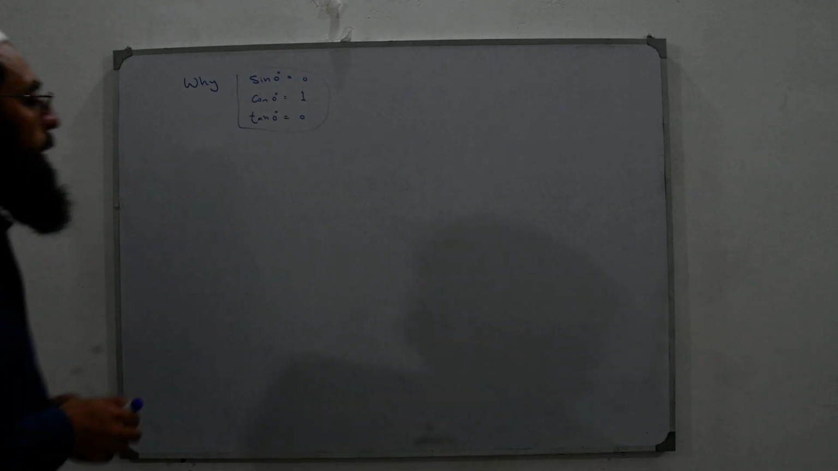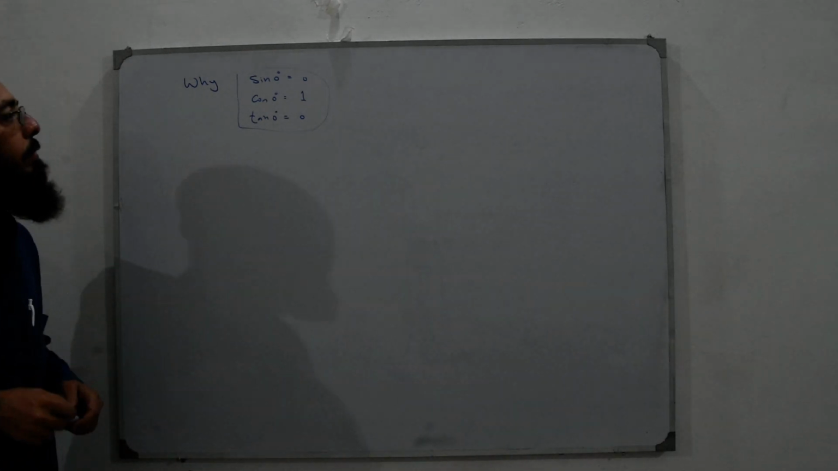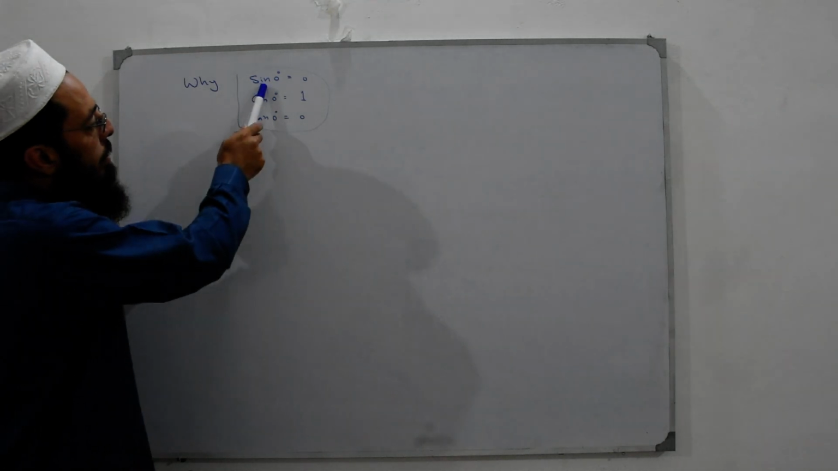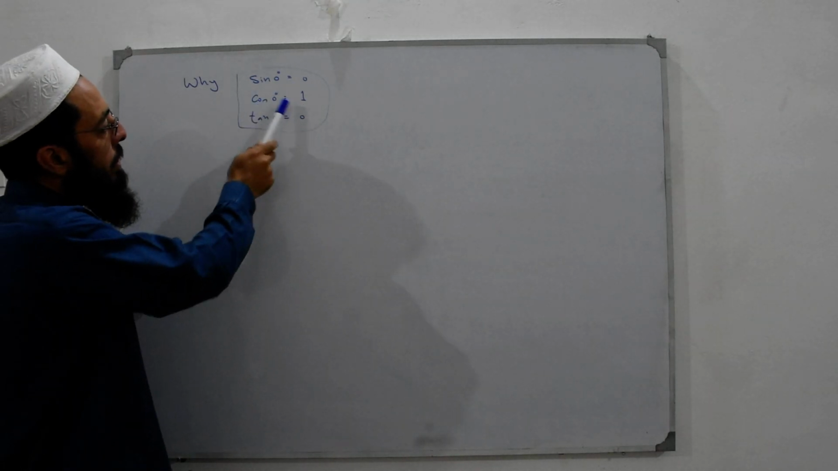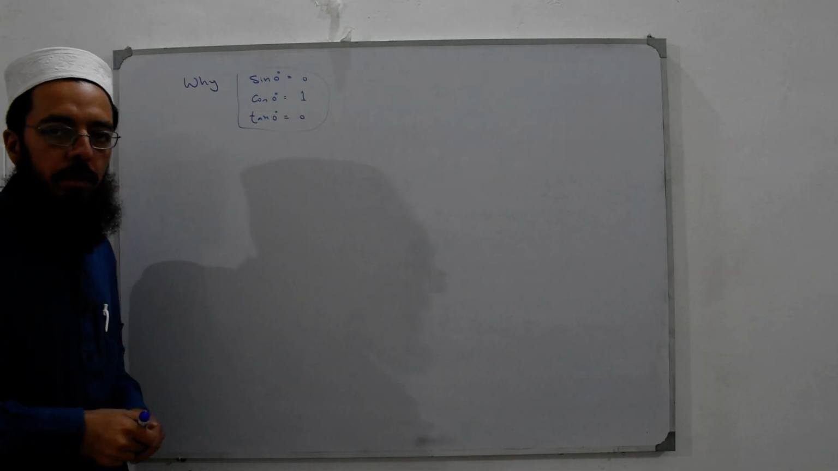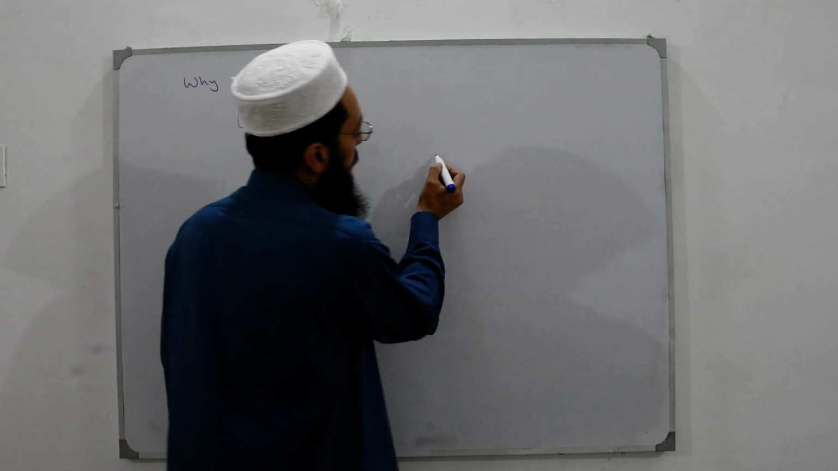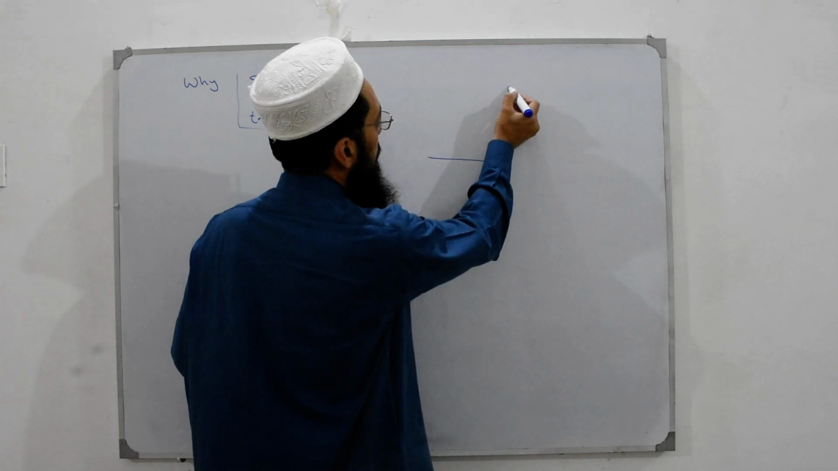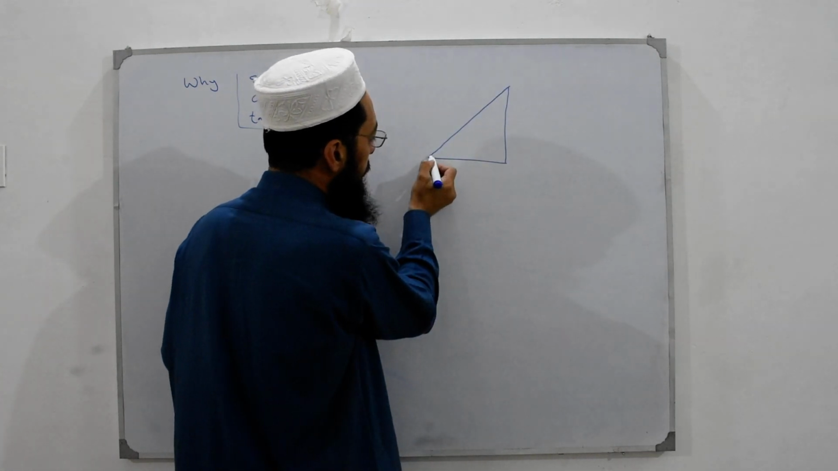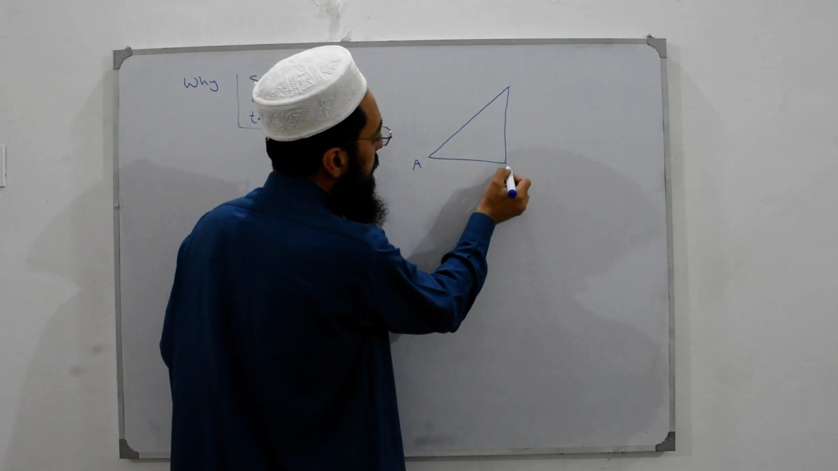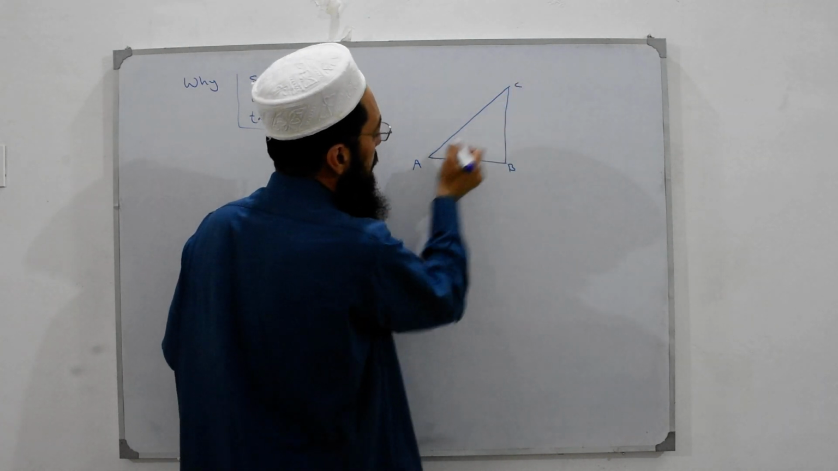Dear students, in this video we prove that sin 0 degree is equal to 0, cos 0 degree is equal to 1 and tangent 0 degree is equal to 0. For this we take a right angle triangle ABC. This is angle theta.